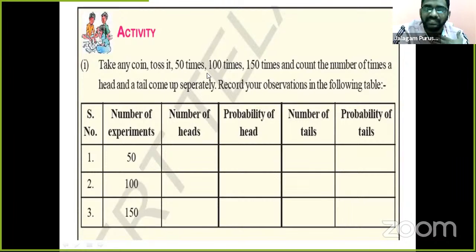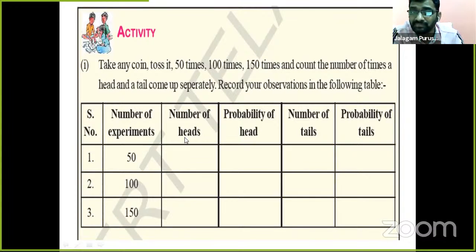Take a coin, toss it 50 times, 100 times, 150 times, and count the number of times a head and a tail come up separately. Record your observation in the following table. Not only 50, 100, 150, you may toss 200, 250 like this. So this is an activity you must do, children. Take a coin. You may toss how many times? 50 times. Number of heads are what? For example, if we toss 50 times, the number of heads may be 25, 26, whatever, say 25.